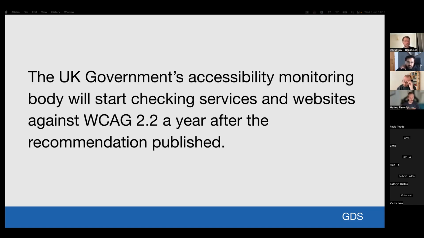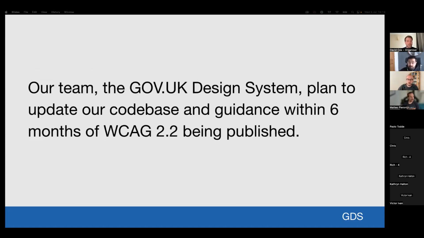As far as the UK government, we have a group called the Accessibility Monitoring Body, which is a legal organism, and is one of our co-teams, very close to our Gov.UK design system team here at the Government Digital Service. But they're going to start checking services and websites for those WCAG 2.2 changes a year after the recommendation gets published. So you're looking at sometime in 2024 there.